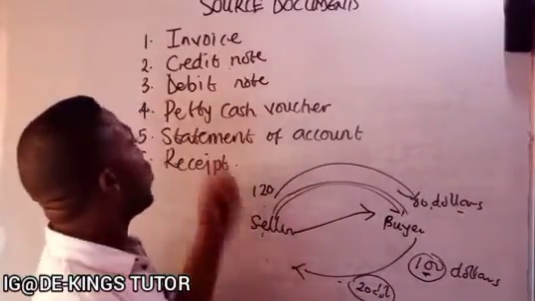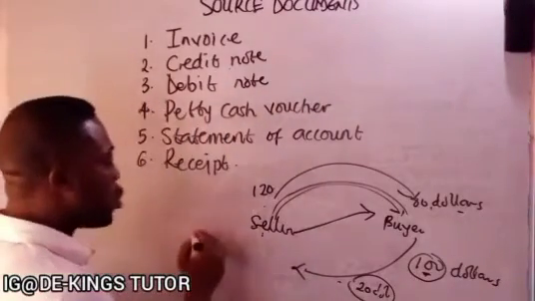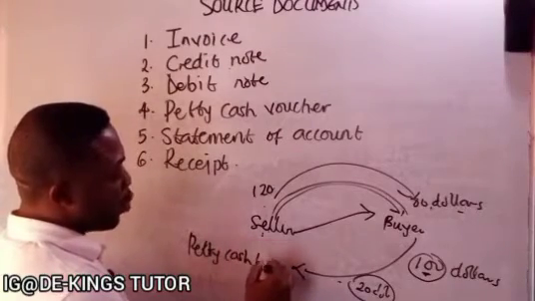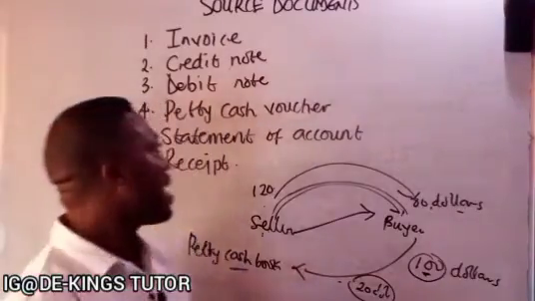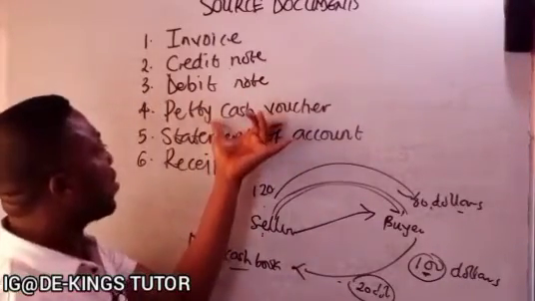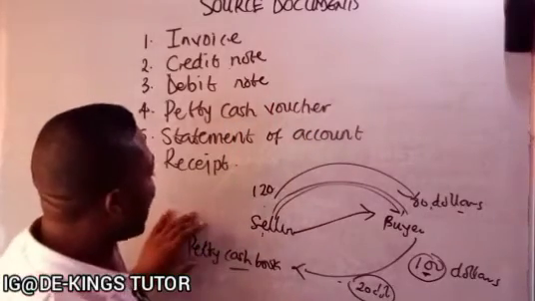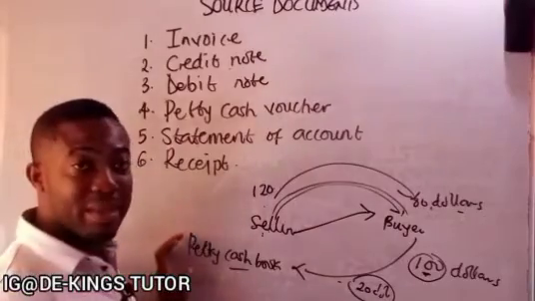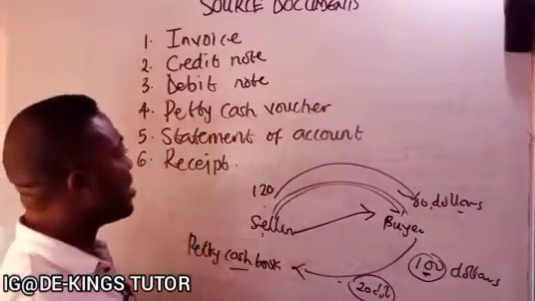The next one is the petty cash voucher. In our other video, we saw petty cash. We said the petty cash book is used to record minute expenses. So the petty cash voucher covers entries in the petty cash book. It covers credit entries in the petty cash book.